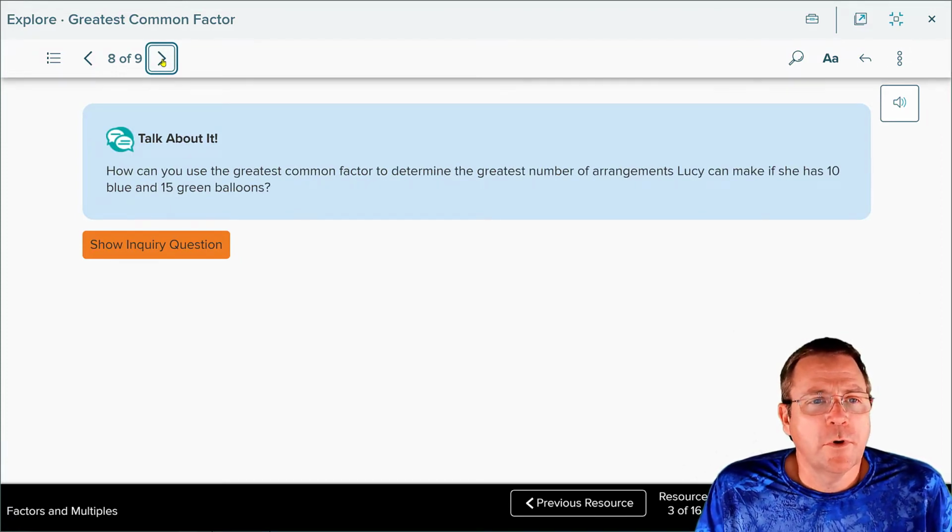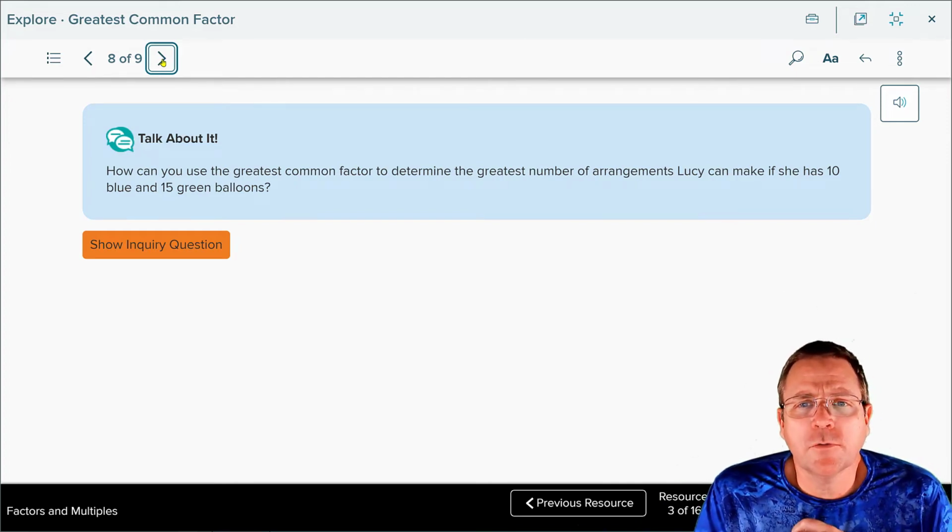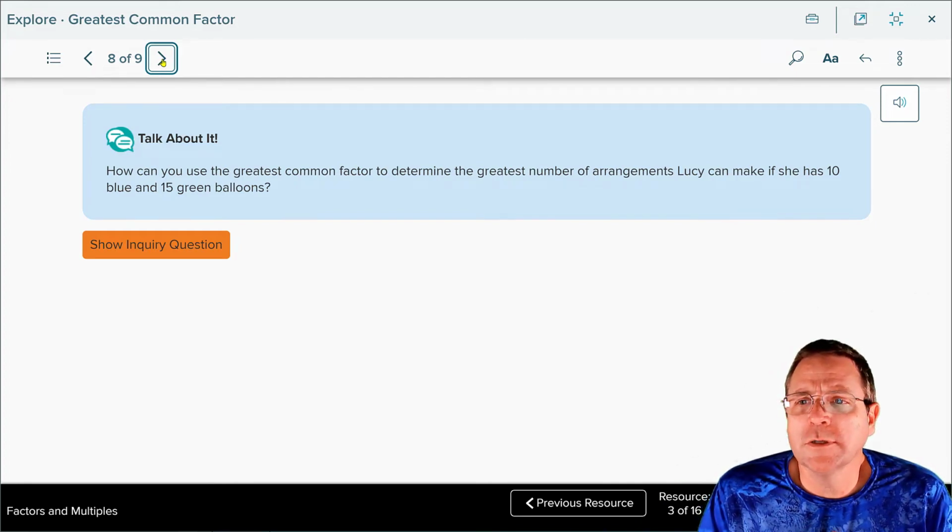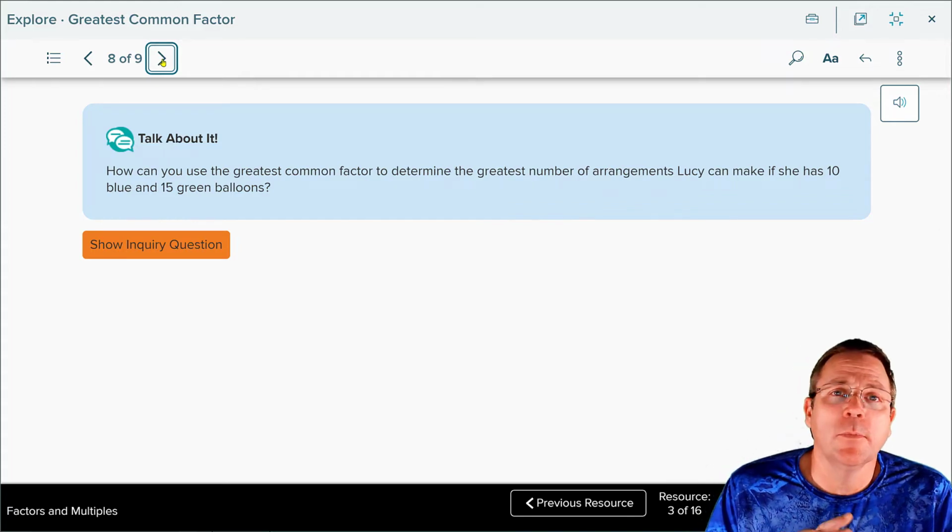So the textbook wants to know, how could we use a greatest common factor to determine the greatest number of arrangements that Lucy can make if she has 10 blue and 15 green balloons? Well, we just have to find the largest number that will divide into both 10 and 15.